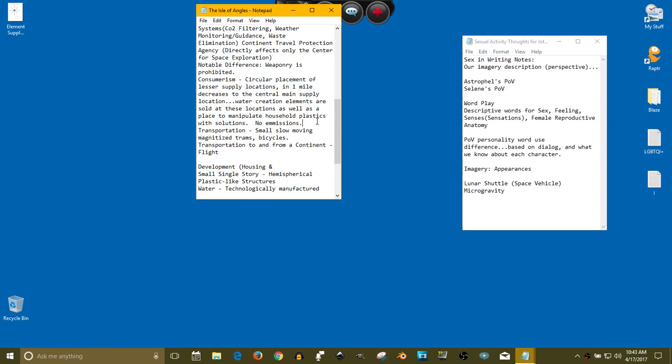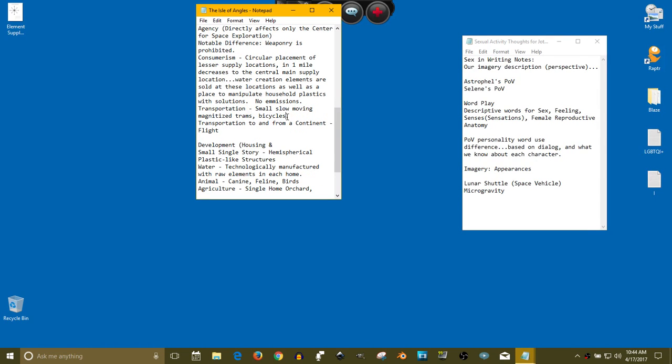So they basically eliminated emissions and waste. Like, how do you do that? It's like, yes, it's possible. Transportation. Small, slow-moving magnetized trams. Bicycles. I'm like, I don't know though. There's something neat in this sense, but not really, just bikes. I don't know about bicycles though.